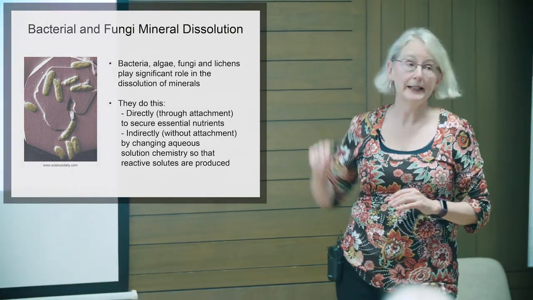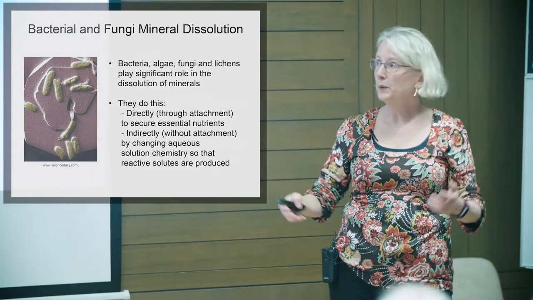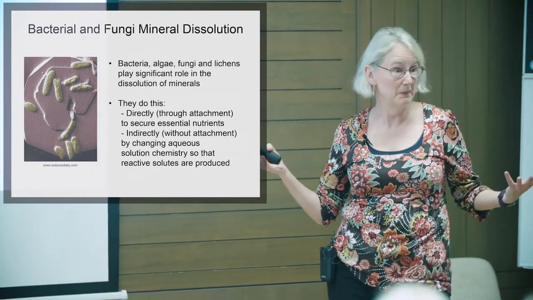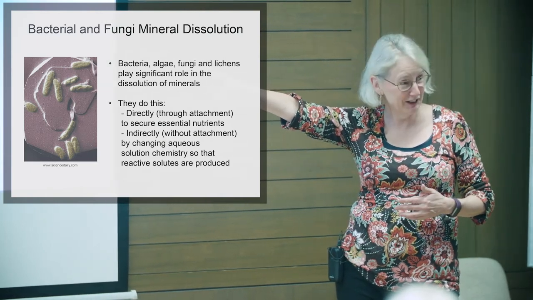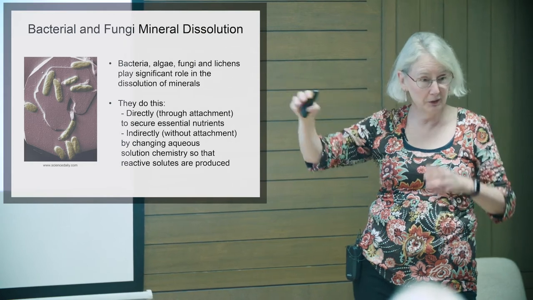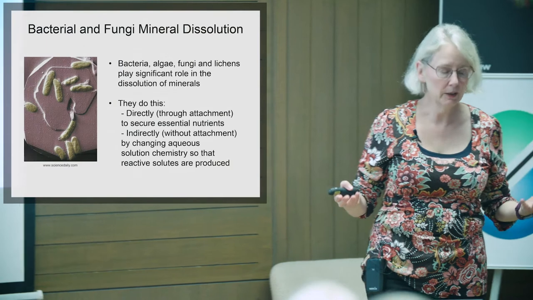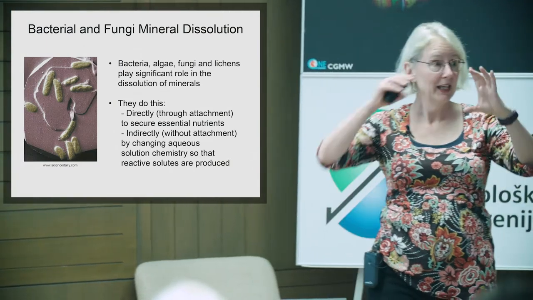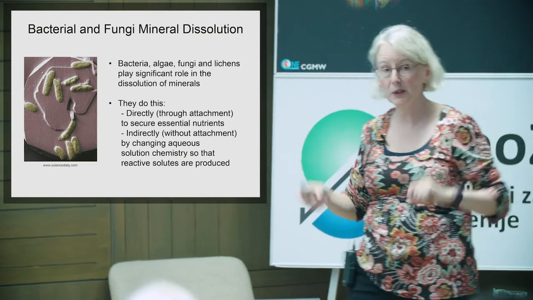They can do it directly. So in this case, you can see the bacteria have attached to the surface, and what they're doing is trying to get what they want out of the mineral. So in this case, Geobacter wants to reduce the iron. So it's going for the iron in the mineral. It's changing it from 3+ to 2+. Other bacteria, I've seen a bacteria on a feldspar that will only take out the potassium. It leaves everything else. So it only takes what it wants.